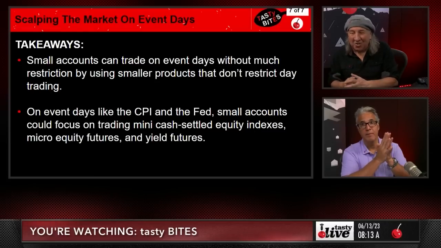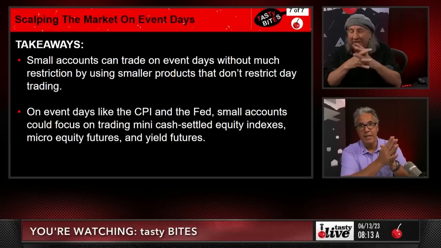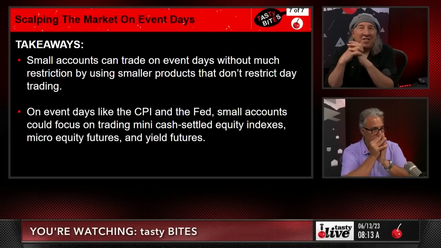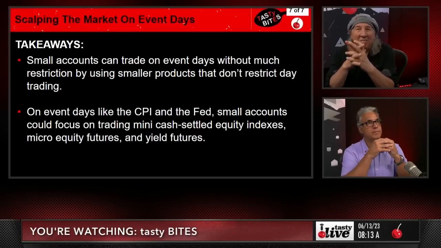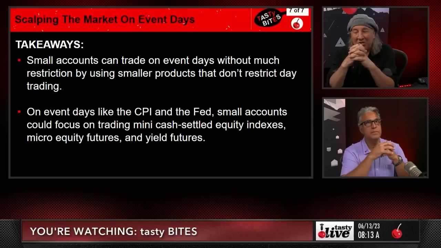Right, because you don't want to come in naked, long or short the position. So you have no choice. Plus, your account might not be able to carry the position. You have to get out immediately anyway, depending on your account. And on event days like the CPI and the Fed, small accounts could focus on trading mini cash-settled equity indexes, micro equity futures, and yield futures. Those are a really good piece for smaller accounts on telling you what you can trade.